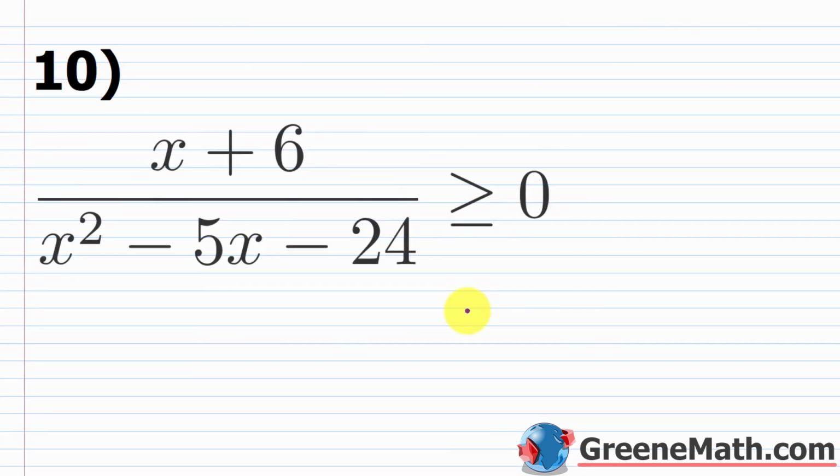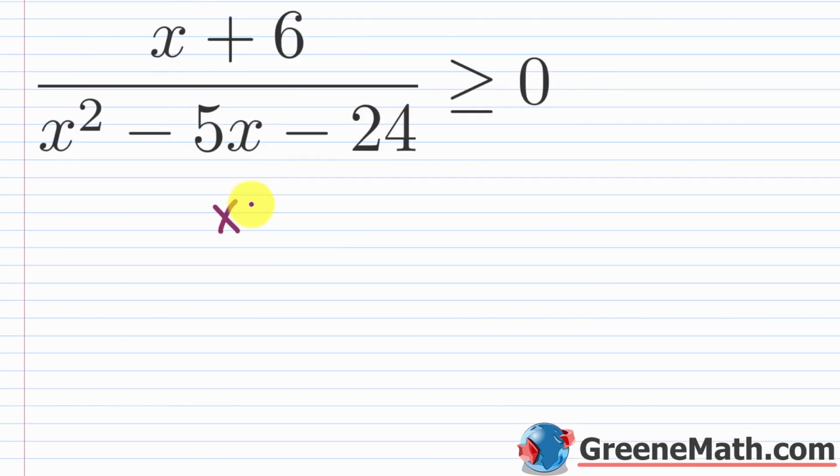All right, let's take a look at problem number 10. So we have x plus 6 over x squared minus 5x minus 24. And this is greater than or equal to 0. So I'm going to just write x plus 6 over here. And then down here, I'm going to factor this.